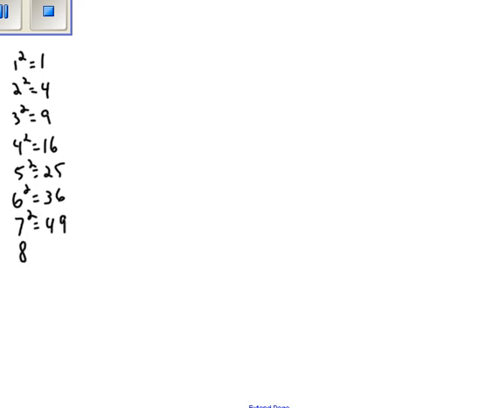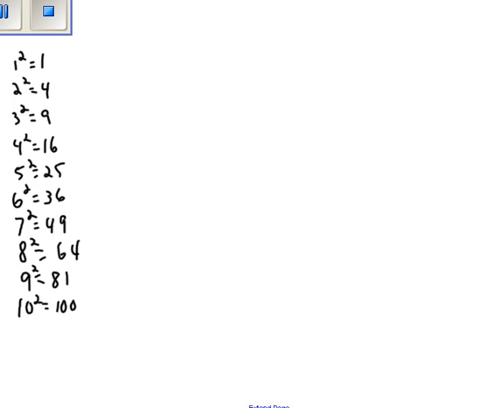1 squared equals 1. 2 squared is 4. 3 squared equals 9. 4 squared equals 16. 5 squared, 25. And let's work all the way to 10. And finally, 10 squared equals 100. We can actually go further than that, and we can build more benchmarks.